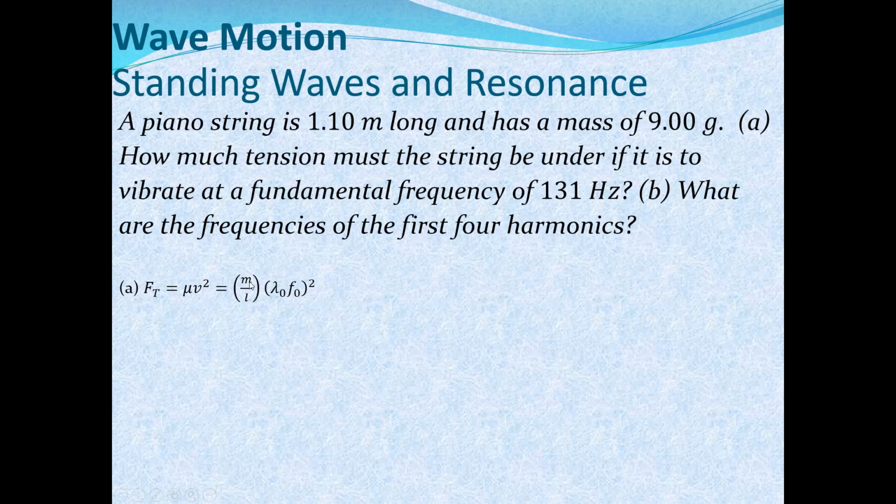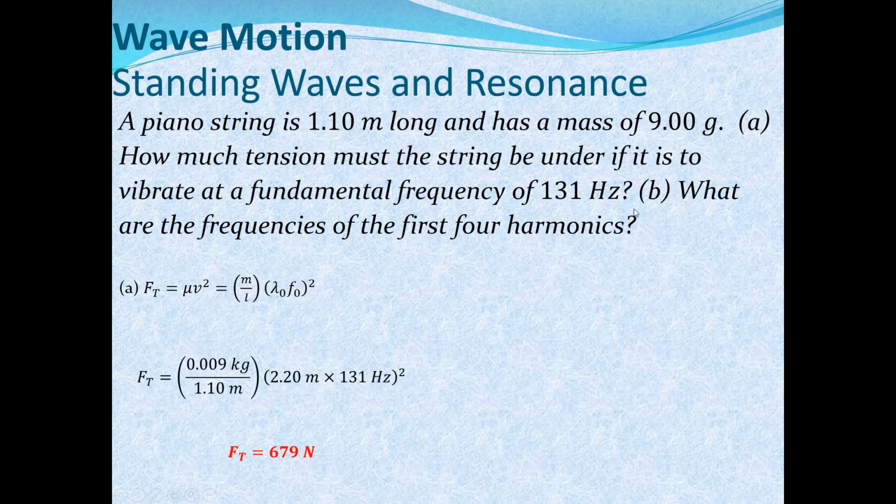So I'm replacing mass divided by length in for mu, and now there's a typo here. These are actually supposed to be lambda 1 and f1 for the fundamental values. But what I'm going to do is put the 131 in for the frequency, and this lambda is going to end up being twice this length, because remember, that's what the fundamental is. So putting those numbers in, I end up getting 679 newtons. So that is the tension in the string.